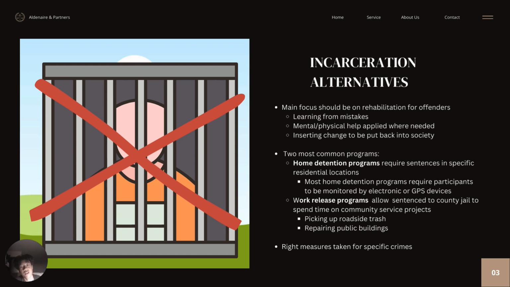All of this helps because we need to take the right measures for specific crimes. There shouldn't be just the same sentences and time spent for every crime. It should depend on what the issue was and what's going on in their lives, and help needs to be put in different places for certain crimes, and that would help a lot with the offenders changing for the better and reintegrating themselves back into society.